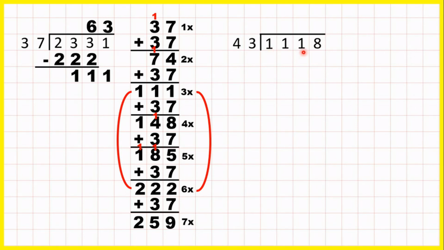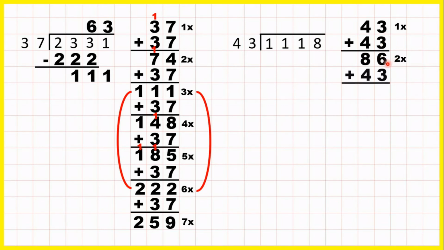Now, 1,118 divided by 43. If we take the first 2 digits together, again, 11 is less than 43, so we're going to need to take the first 3 digits together and divide 111 by 43. So working out our 43 times table, 86 is 2 times, and 129 is 3 times. But remember, when we looked at the question, we were first just dividing 111, and we've already gone past that. So we can stop our working out and divide 111 by 43.